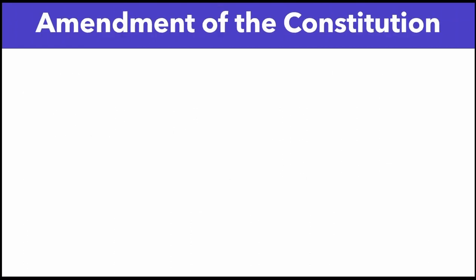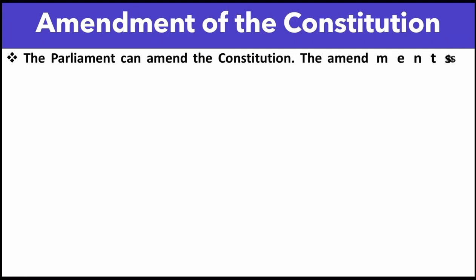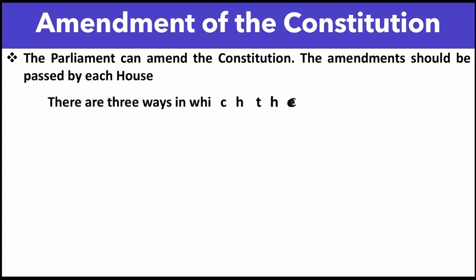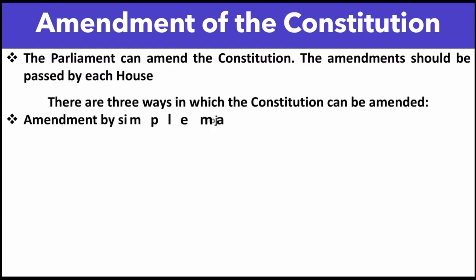The next function is amendment of the Constitution. The Parliament can amend the Constitution. The amendment should be passed by each House. There are three ways in which the Constitution can be amended.